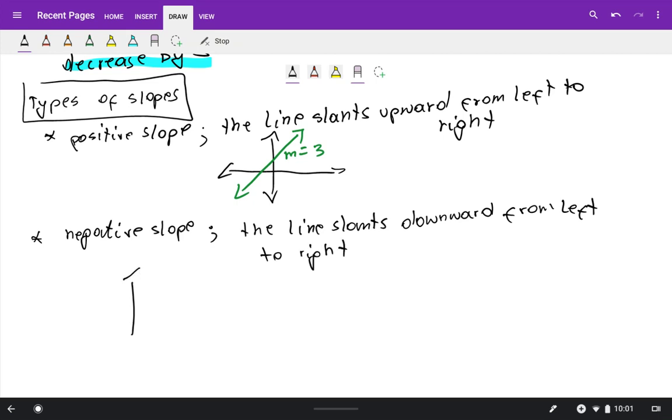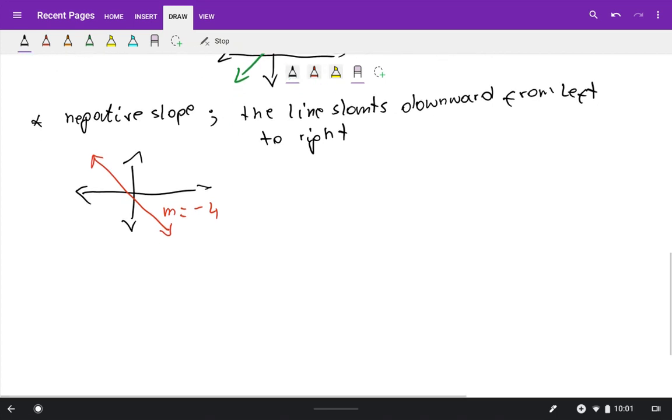Okay, so we have a coordinate plane and a negative slope, which can be a line like this. This line has a negative slope, for example, m equals -4, because this line slants downward from left to right. Positive slope, you can imagine yourself hiking, going up the hill. Negative slope, you can imagine yourself sliding down from the hill.